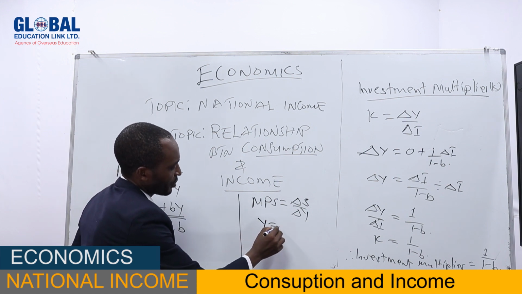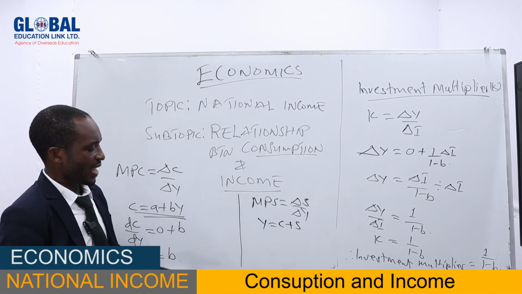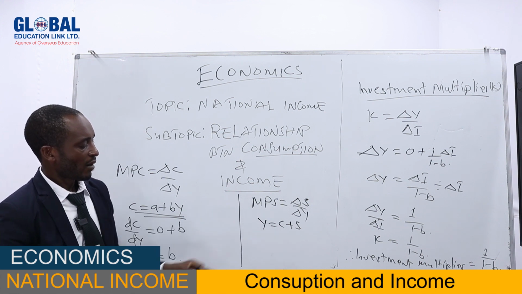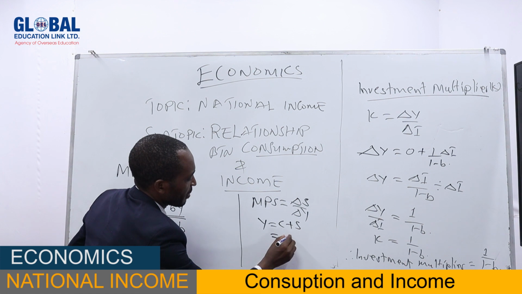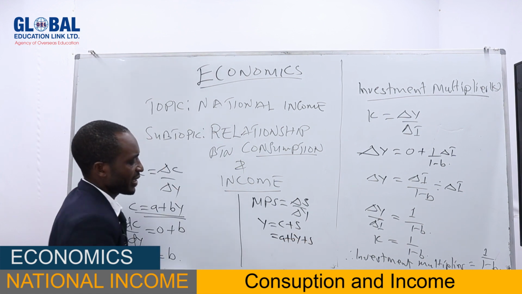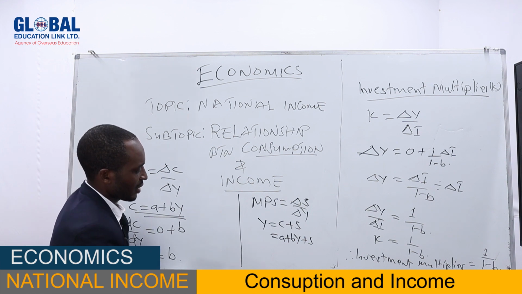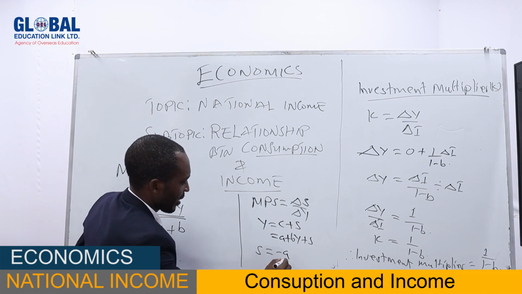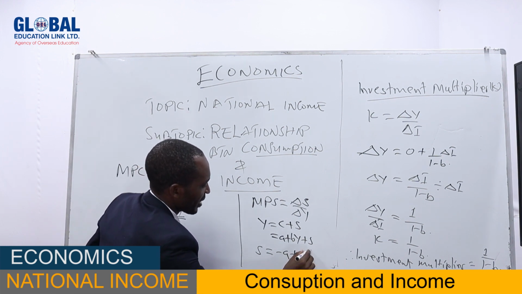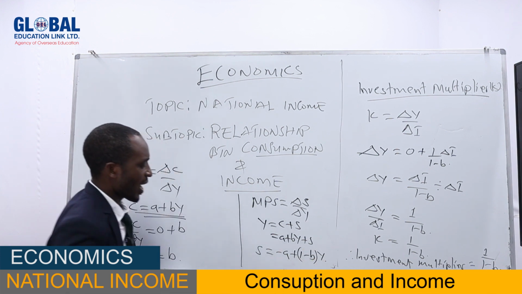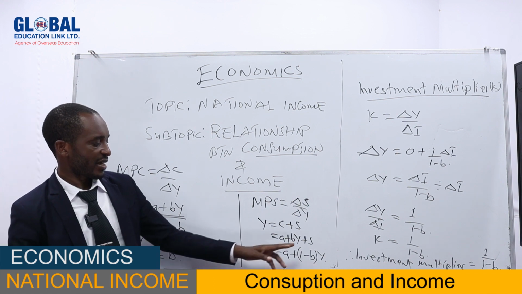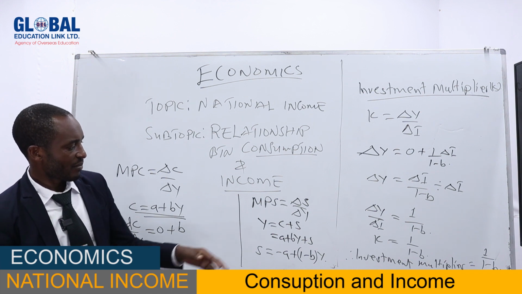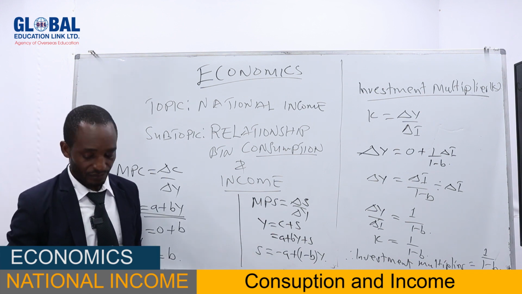But we know our function, which is Y equals C plus S, where S is the saving. Now substituting the consumption equation, here it will be A plus BY plus S. Now when you make S the subject, S will be equal to negative A plus 1 minus B Y. So when you make S the subject and collect like terms, the saving function will be this one. Now when you find the MPS, you differentiate this equation.